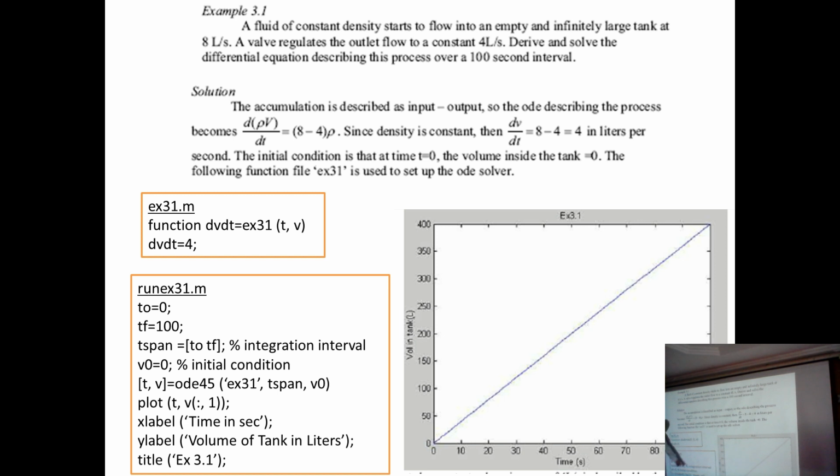Write all the limits. What is your span? What is your initial value? And write your plotting commands.